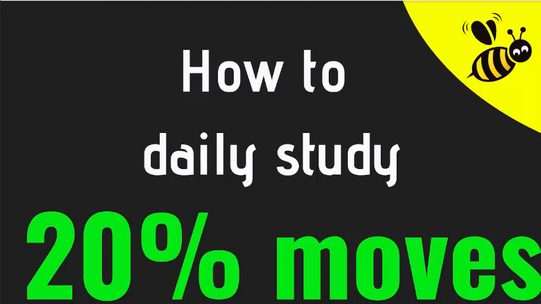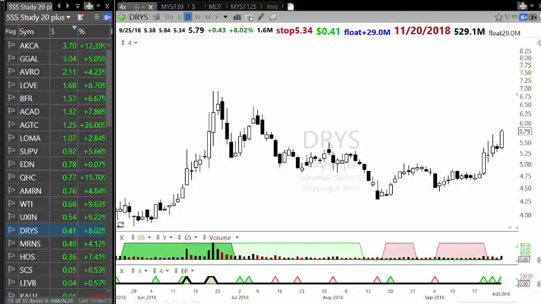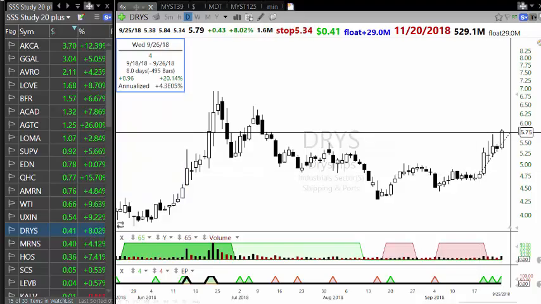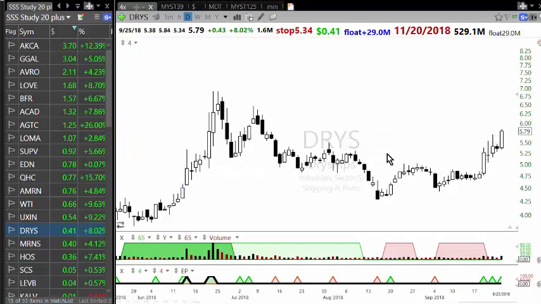How to daily study 20% moves? I earlier used to recommend studying 8% moves, but I realized a lot of people are busy. So I'm recommending at least studying 20% moves in a week. So you're looking at a stock which has made a 20% move in a week. Basically, say a stock like this has gone up 20% in the last 5 trading days.